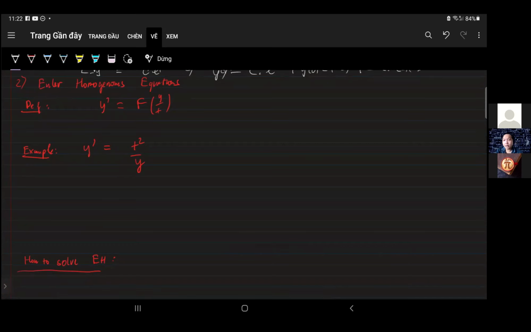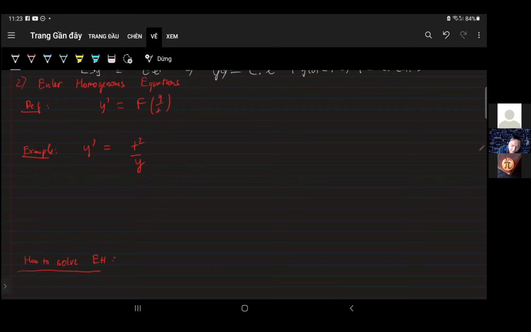Back to the idea that when we want to solve a first order differential equation, and it's hard, we know that a separable equation is a good way to deal with it. Maybe some equations are separable, some are not separable. And the idea is to transform a non-separable equation into a separable equation. One of the ways is Euler homogeneous equations. In that way, we are able to transform a non-separable equation into a separable equation.